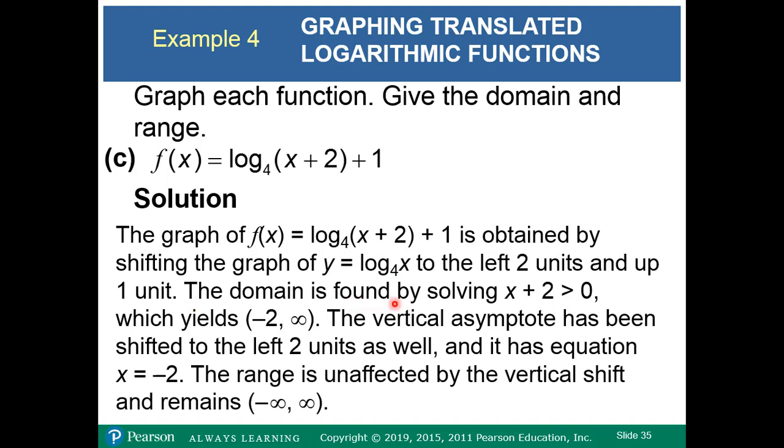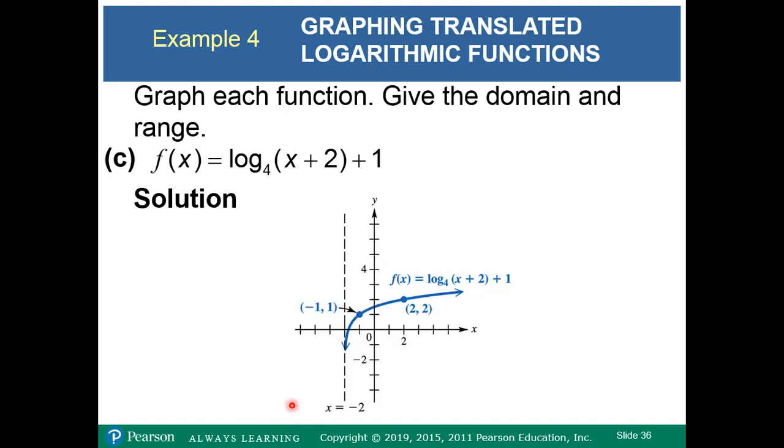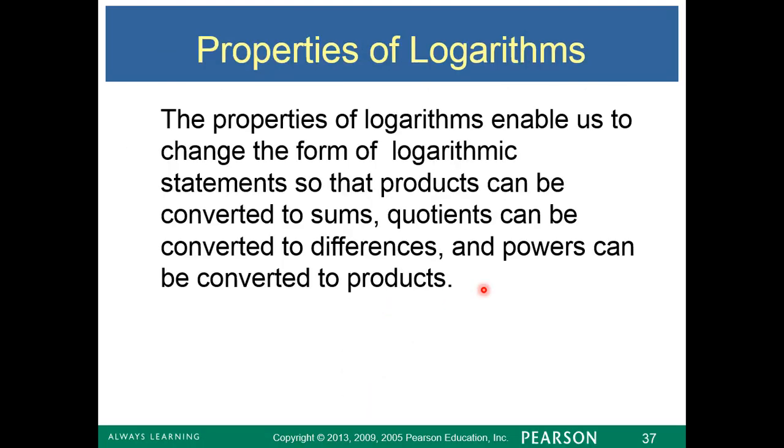And then the domain is going to be found by solving for this, because it's shifting to the left 2 units. So it's going to be everything that's greater than negative 2. Okay, so we'll get the domain of -2 to positive infinity, and of course the range is going to be all real numbers. Okay, and once we do that, then we get this sketch of the graph.